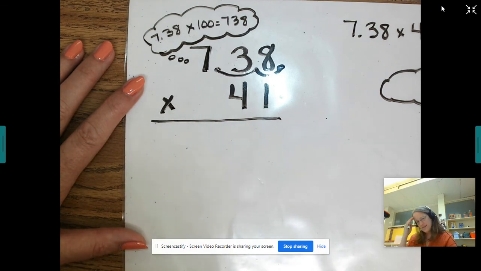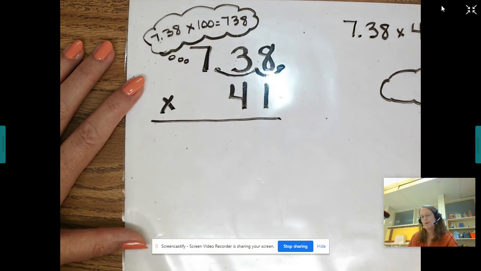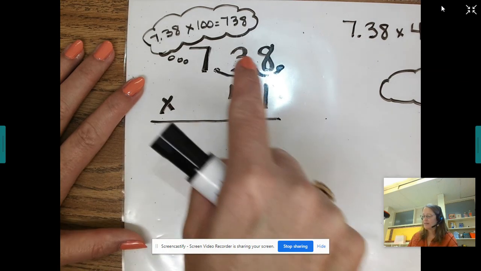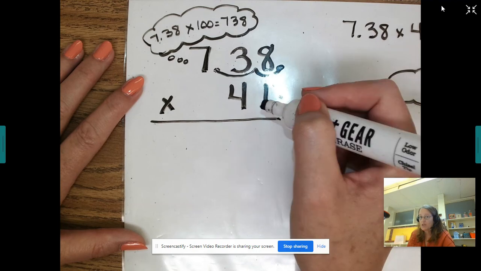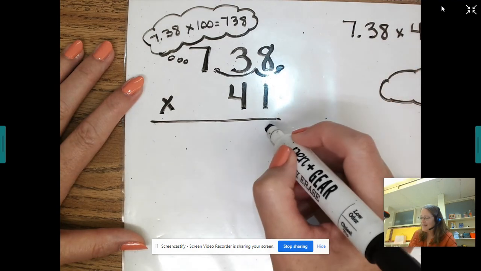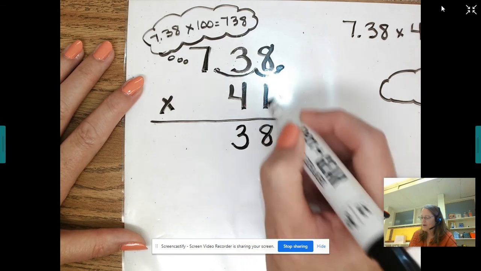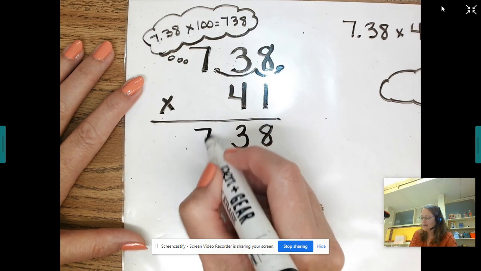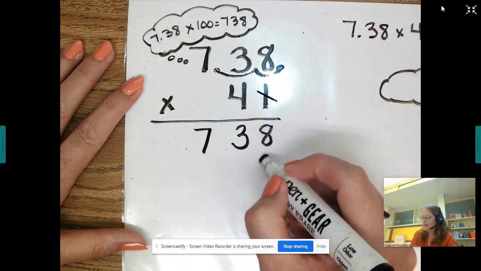That's the first thing I have to do. I want to change this decimal to a whole number. Now I can solve using my standard algorithm. Now this bubble is probably going to be in my way, but we're going to do this anyway. 1 times 8 is 8. 1 times 3 is 3. 1 times 7 is 7. I don't have anything to zip. I'm going to zap an 0.